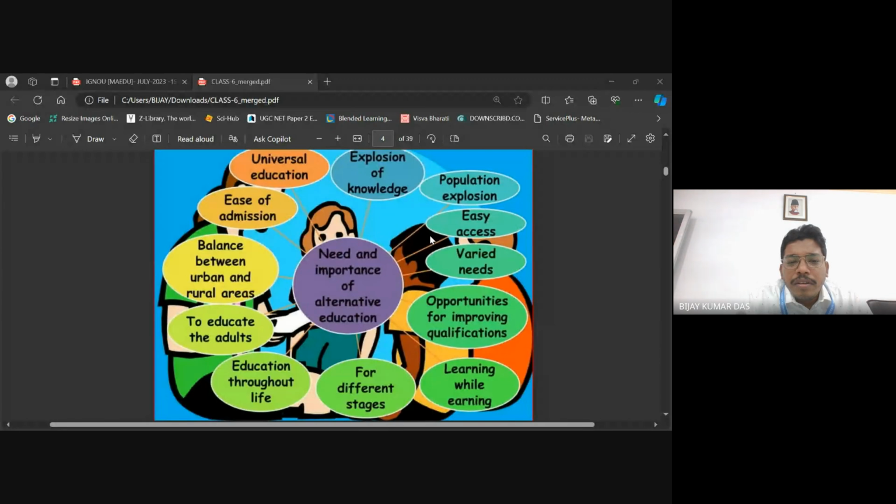Second thing is population explosion. You know that enough number of people are there, but not enough colleges and universities to take admission and get a seat. Limited seats are there, but unlimited candidates, students are there, those who are applying on a regular basis. So it is an important matter of concern, right?